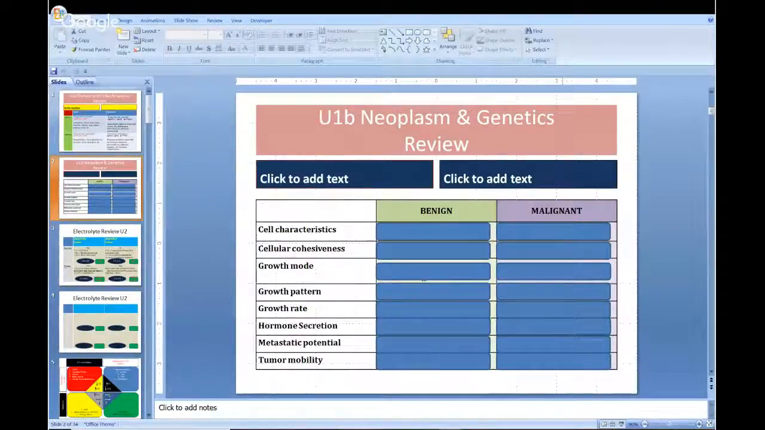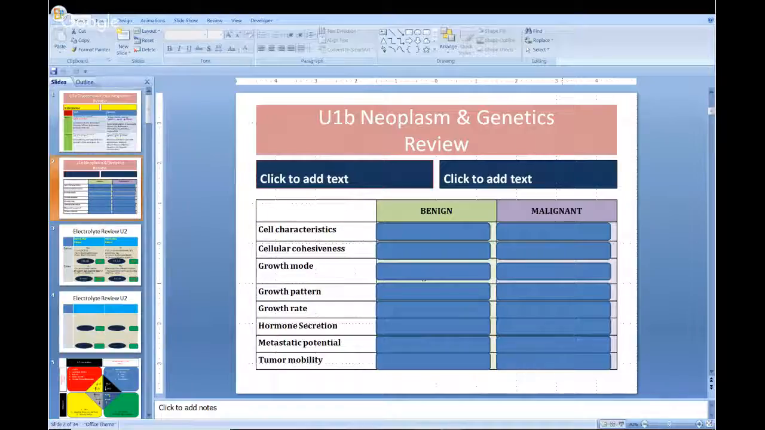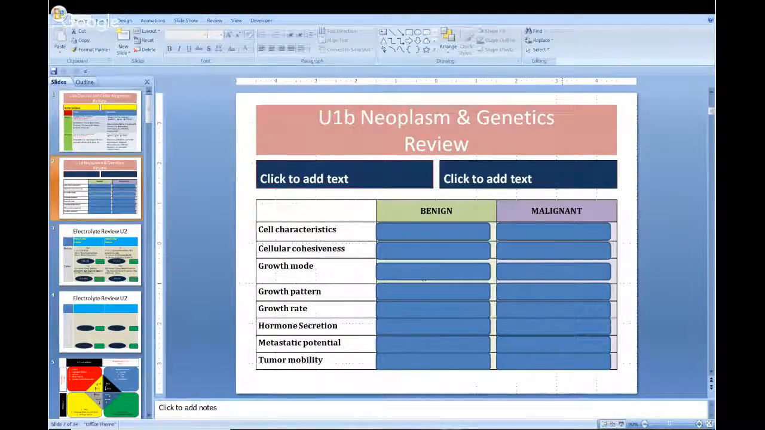So when we talk about cell characteristics between benign and malignant tumors, can either one of you remember what we call those cells? No. Okay, if you need some help, I'll give you some help. Say, I need a lifeline, and I'll give you a lifeline. So somebody say, I need a lifeline. Am I not going to get a lifeline call?